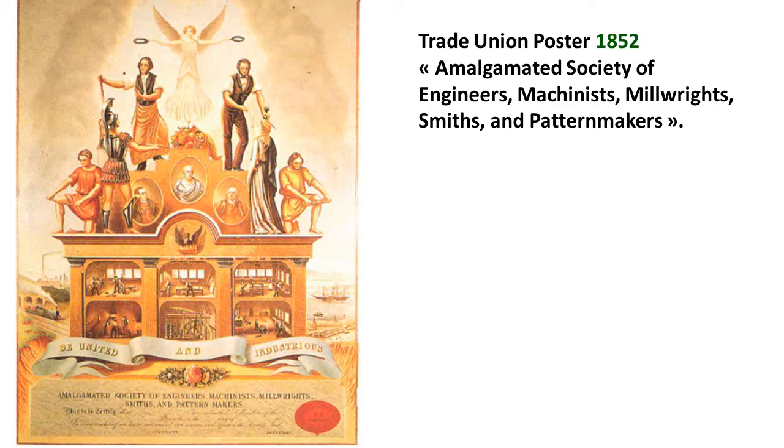And what is remarkable, and it's well illustrated on this poster from 1852, you can see that this poster is in fact a collaboration between several industries, several kinds of jobs forming one union. It's called the Amalgamated Society of Engineers, Machinists, Millwrights, Smiths, and Pattern Makers.